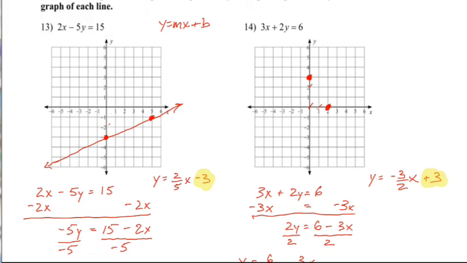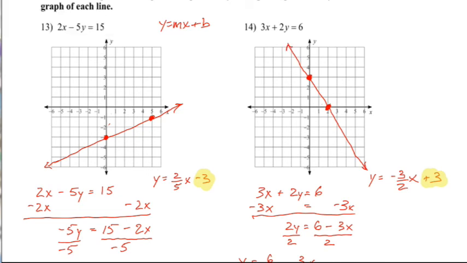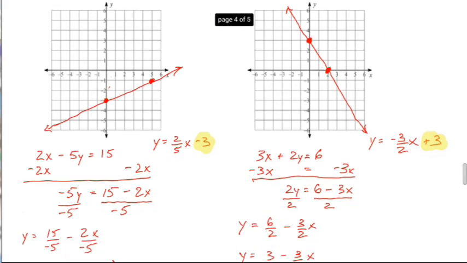And I'll clean up these other points. Now I'm going to draw a straight line through those 2 points. And I put arrows on the end of my lines. And that particular problem is done.